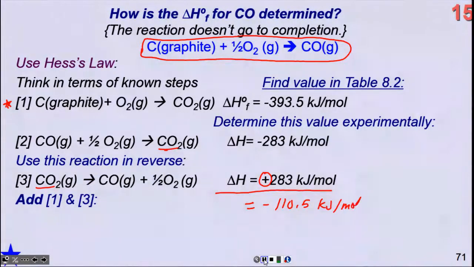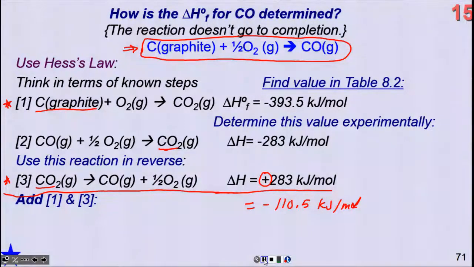Now I'm going to think about it in a graphical sense. This is Hess's law, combining all these parts to give us something where you combine the delta H's and end up with the right thing. So notice that we're combining reaction 1 and reaction 3 to get the intended reaction at the top. So we have the graphite on the left.